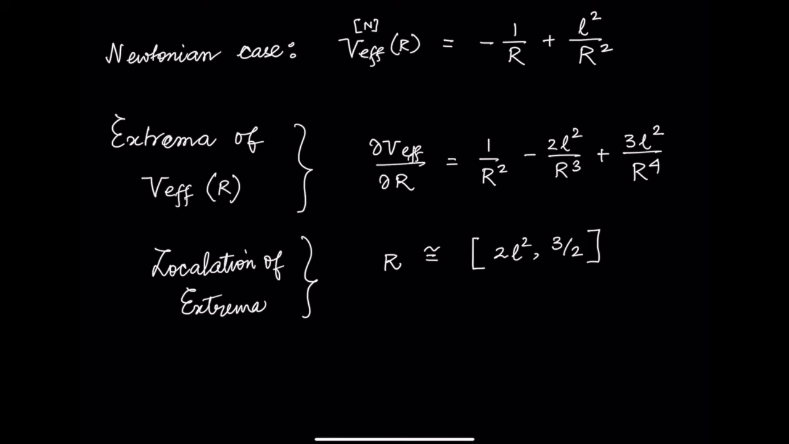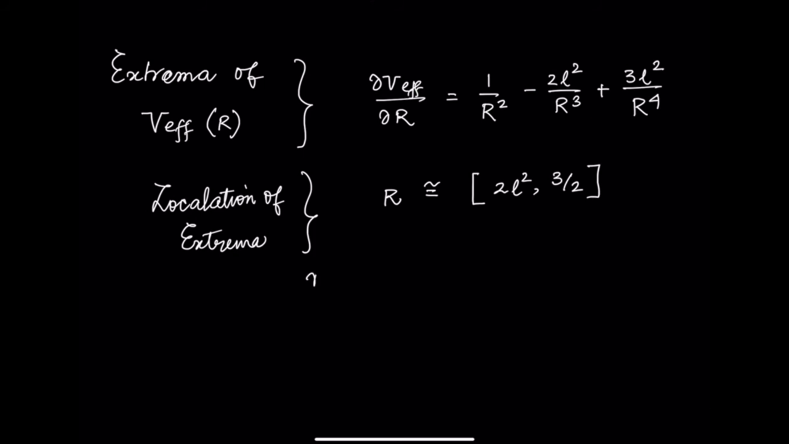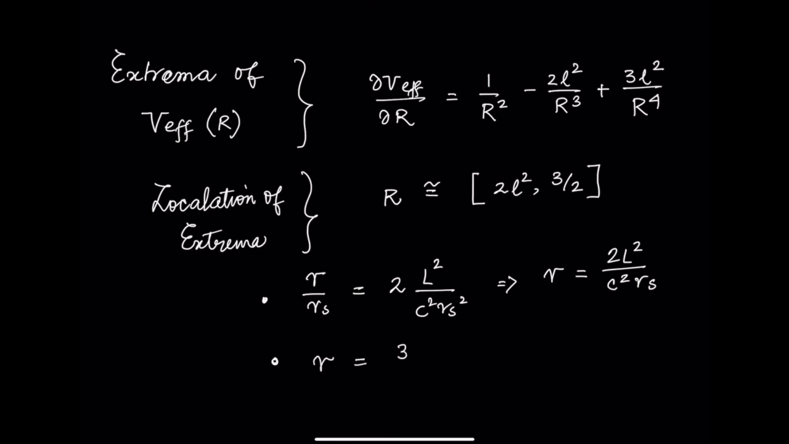If I go back to the original notation, remember that R by Rs equals 2L square, where L square is L square by C square Rs square. This implies this happens at R equals 2L square. This is one case. The other case, R is simply equals 3 by 2 Rs.